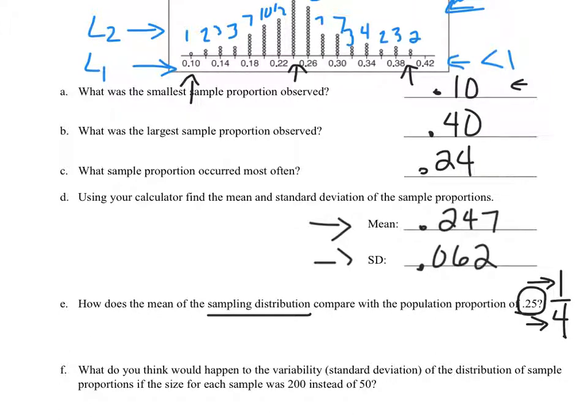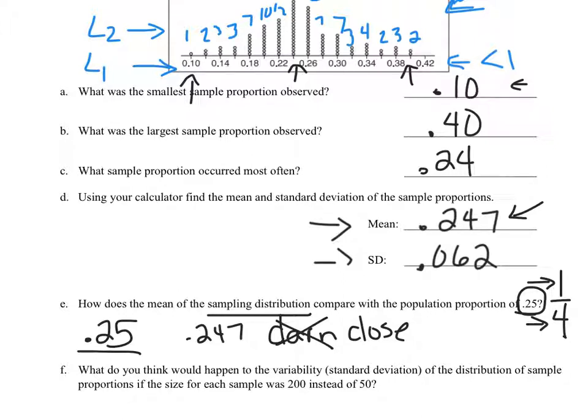So 0.25 is what should be the actual mean and the probability. How does it compare to our mean, which is 0.247? Well, it's very close to the population. So ours is probably a pretty good sampling.